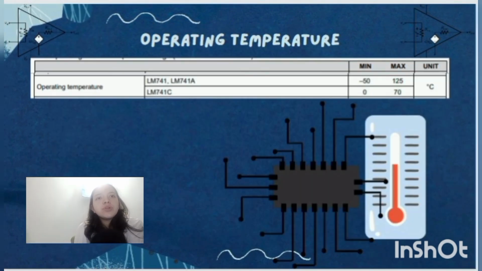The operating temperature of an amplifier is the ambient temperature within which the amplifier can operate safely and efficiently. This temperature refers to the temperature range in which the device can operate without degradation in performance. This range is specified in the datasheet and in this case ranges from -50 to 125 degrees Celsius.